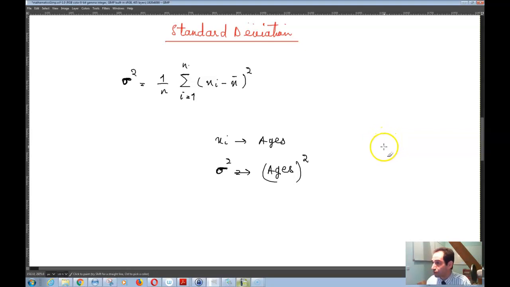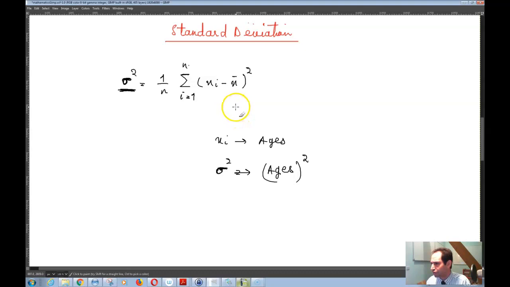For this reason, the proper measure of dispersion about the mean, which is naturally calculated as sigma squared, so that sigma would be the same unit as x of i or x bar. So the proper measure of dispersion about the mean of a set of observations is expressed as the positive square root of the variance, and it's called the standard deviation.